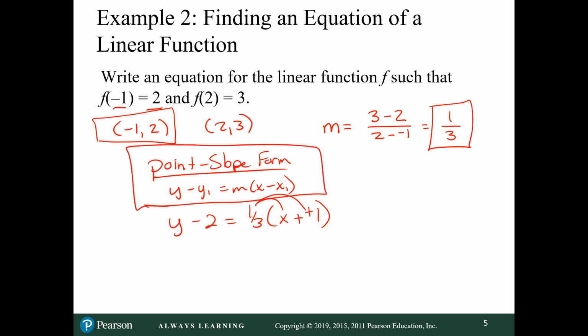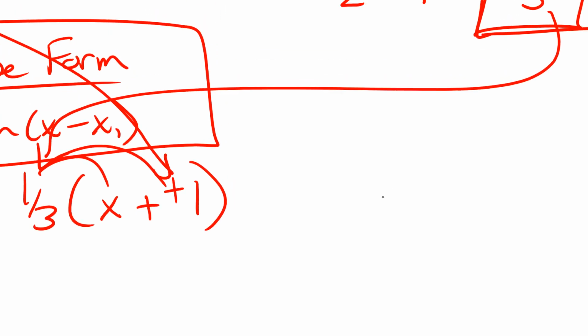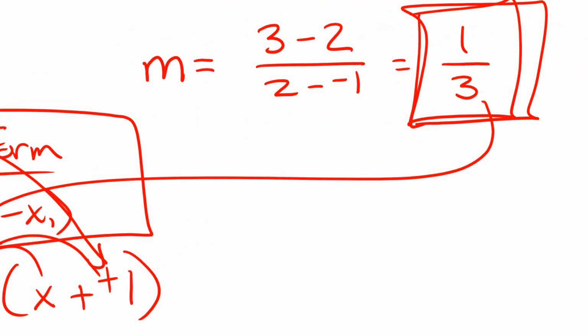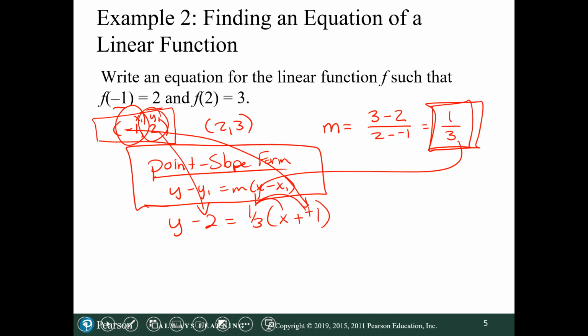From point-slope form. This is x1, y1, and we found our slope over here. And we just plugged the numbers in. This is y1, plugged it in there. This is x1, plugged it in there. This is our slope, plugged it in there. Okay, point-slope form is what I used. This is all kind of review from in the past.